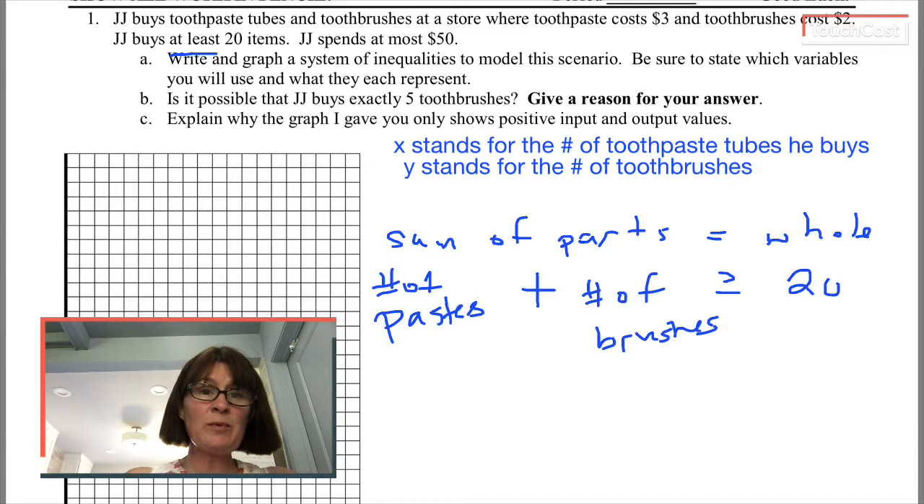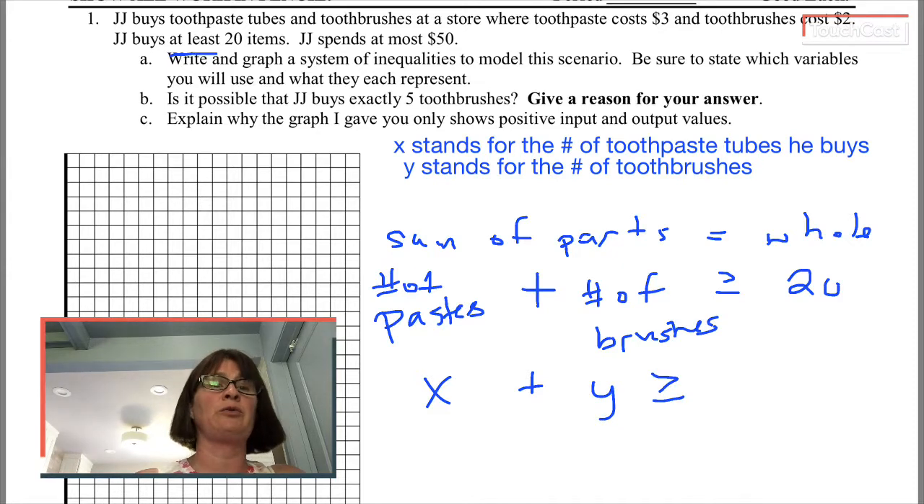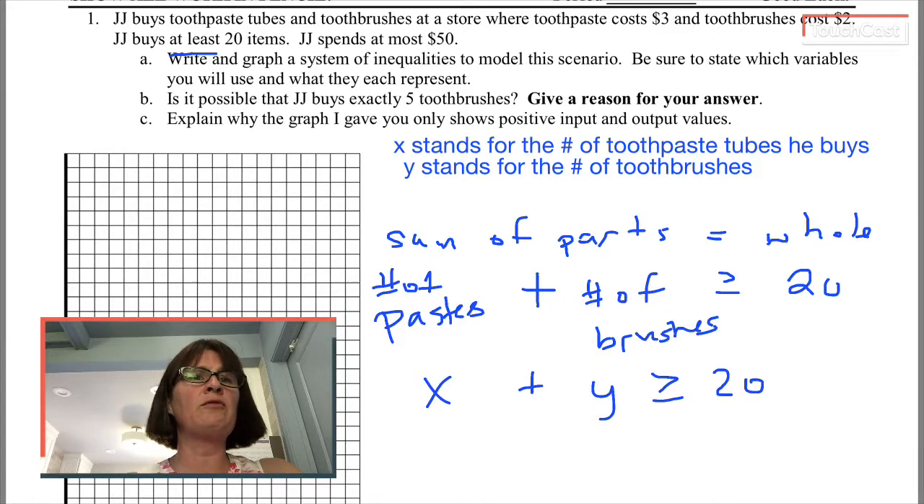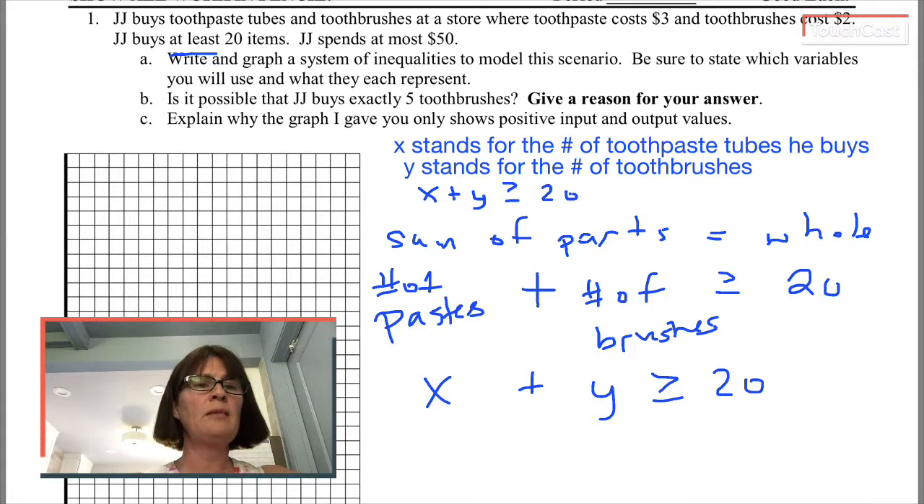And if I have this written down, now I can translate directly from English to math, because I already said that the number of toothpaste he buys is going to be X, and the number of toothbrushes he buys is going to be Y, and I know that's going to have to be greater than or equal to 20. So that's going to be the first of my inequalities: X plus Y is greater than or equal to 20.